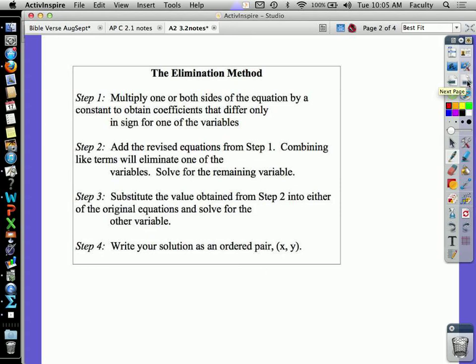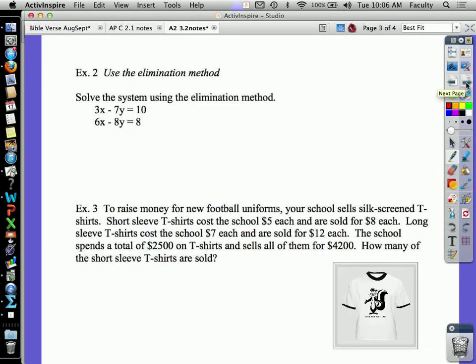Elimination method. Multiply one or both sides of the equation by a constant to obtain coefficients that differ only in sign for one of the variables. For example, in my top row I might have 2x, and in the bottom row I'd have negative 2x. So that's what it means, it's the same number but they differ by a sign. Step 2, add the revised equations, and it's going to eliminate one of the variables. That's why it's called the elimination method. Once you do that, you'll be able to solve for one variable, plug it back in. Step 4, write your solution as an ordered pair x comma y.